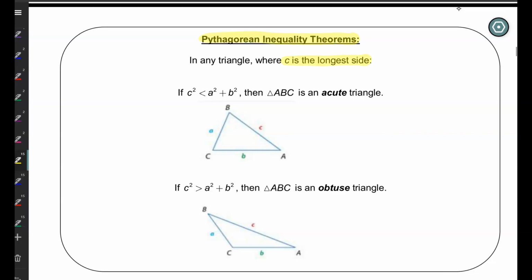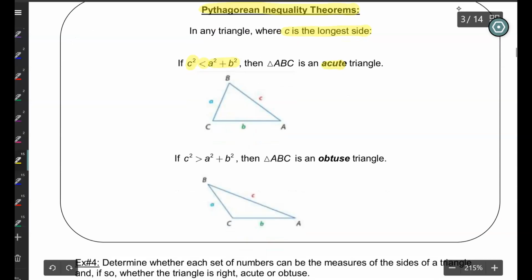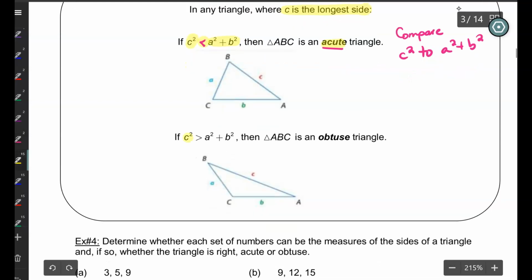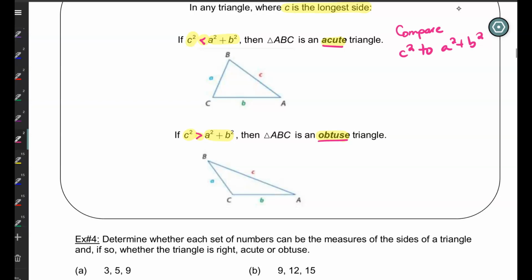Okay, so we're comparing c squared to a squared plus b squared. If c squared is less than a squared plus b squared, then we have ourselves an acute triangle. So again, less than makes it acute. If c squared is greater than a squared plus b squared, then we have an obtuse triangle. So if it's greater, it's obtuse. And of course, if it's equal, then like what we did on the previous page, it's a right triangle.